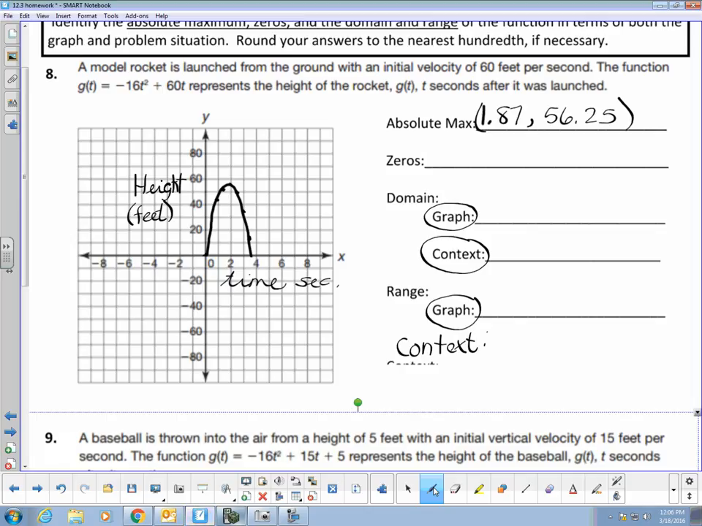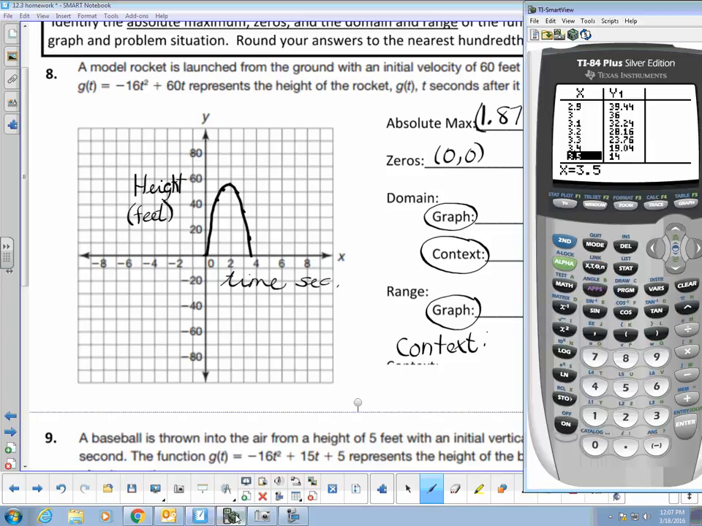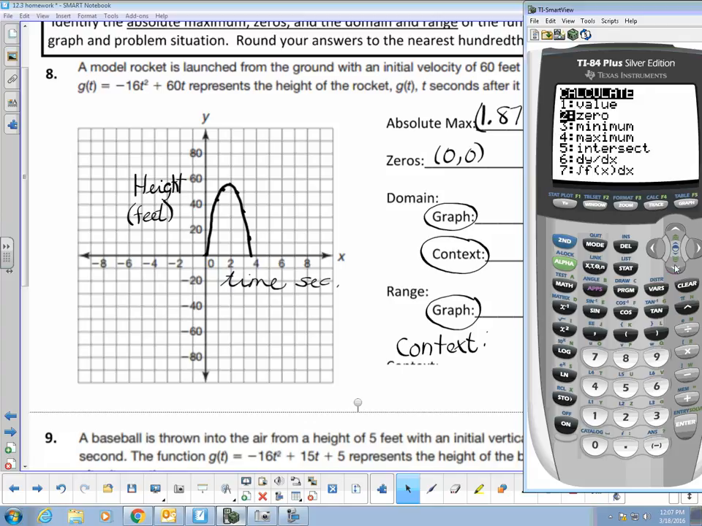Right, so I need to look at my zeros. Well, it's very clear to see that one of my zeros is at 0, 0. And I have another 0. It's over here, in between 3 and 4. So to help us with that, we can take a look at second calculate. We can find our zeros by selecting choice number 2. And since I'm pretty sure that one of my zeros is at 0, 0 because the rocket is being launched from the ground at 0 seconds, I can find my other x-intercept.